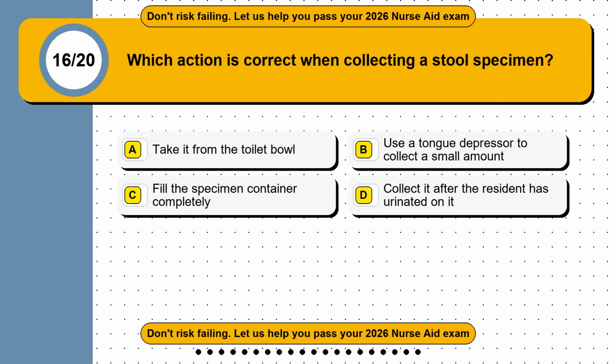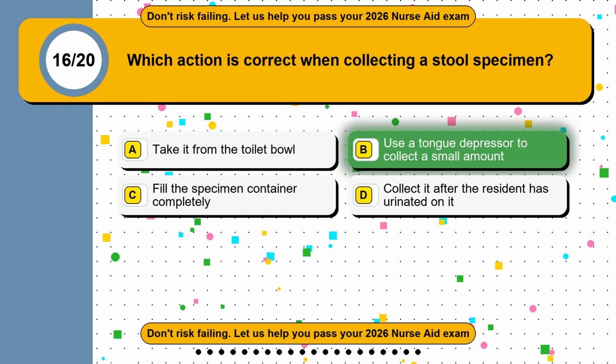Question 16. Which action is correct when collecting a stool specimen? Option A, take it from the toilet bowl. Option B, use a tongue depressor to collect a small amount. Option C, fill the specimen container completely. Option D, collect it after the resident has urinated on it. The correct answer is option B, use a tongue depressor to collect a small amount.